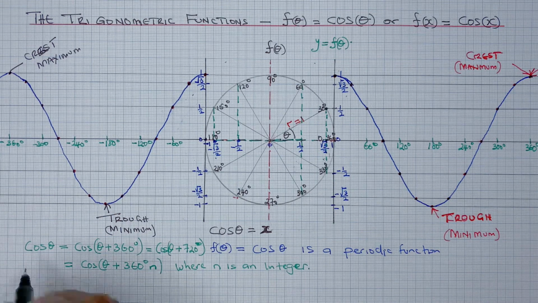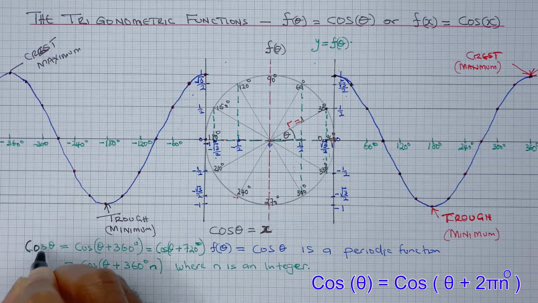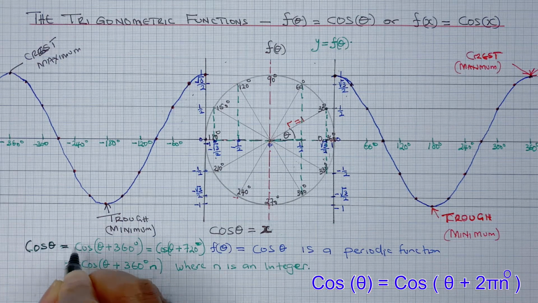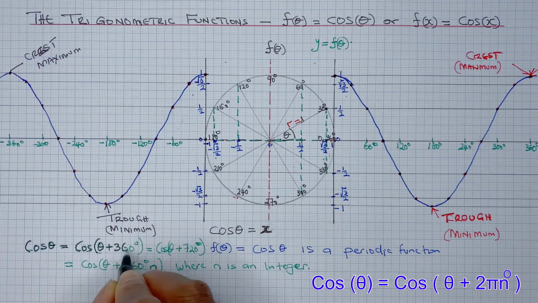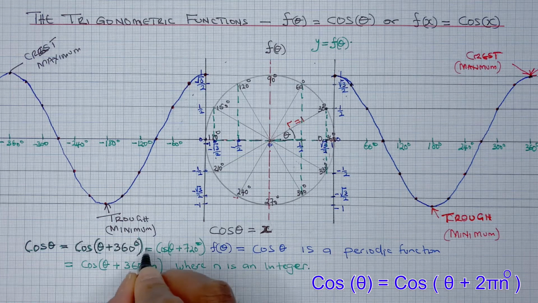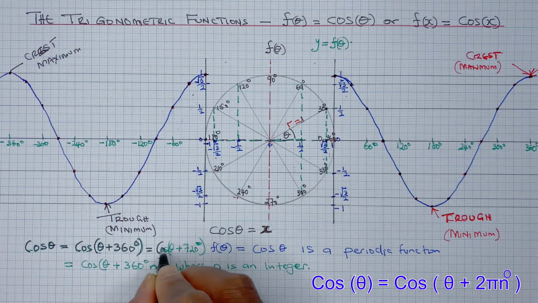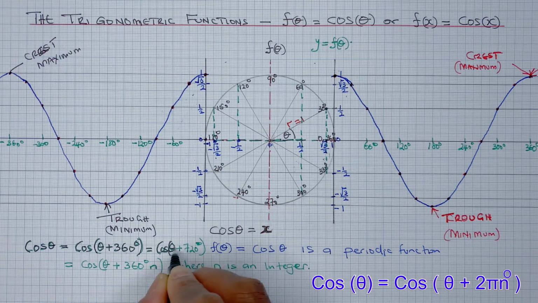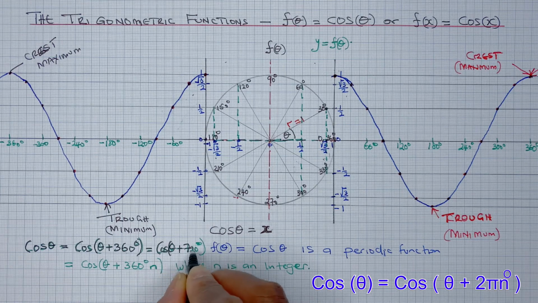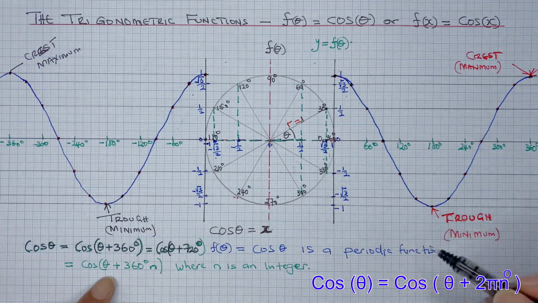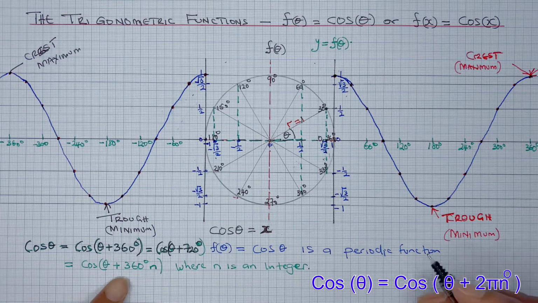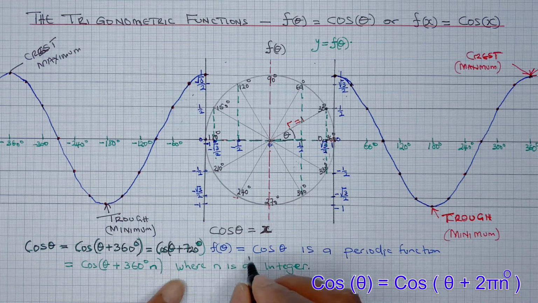Just to make this clear, because the green color might be difficult to see, cos theta equals cos of theta plus 360 degrees, and that is also equal to cos of theta plus 720 degrees, because it's repeating every 360 degrees. It's periodic, that's what that meant.